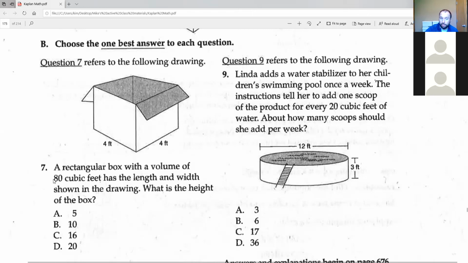No. So 10 is too big, because 10 generates a volume that's too big. By process of elimination, we know 16 and 20 are also going to be too big because they're bigger than 10. So we've just found the answer. The answer is 5. That's the only one left that makes any sense. And sure enough, if we do 4 times 4 times 5, we end up with a volume of 80. That makes sense? So let me pull the whiteboard back up and give you one similar to that.